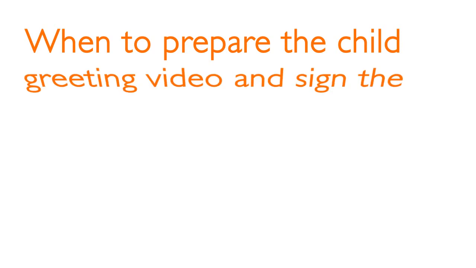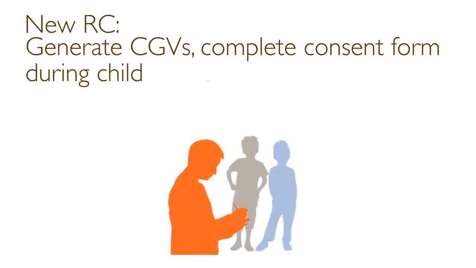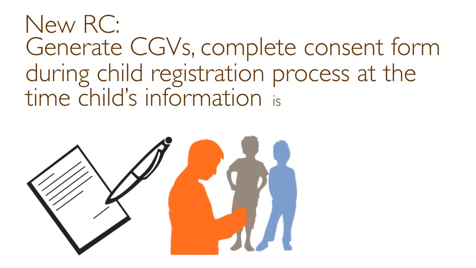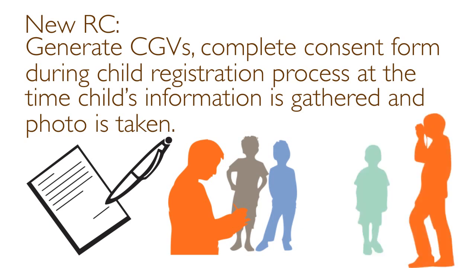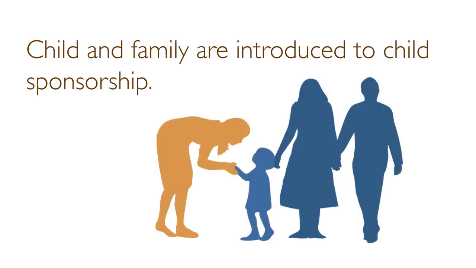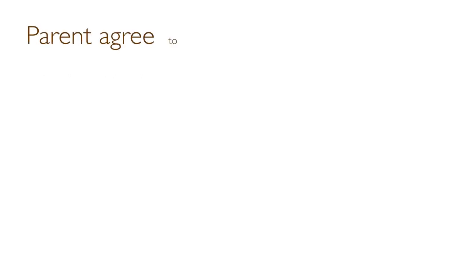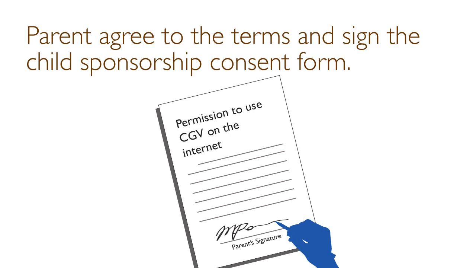When should the child greeting video be prepared and when should the parental consent form be signed? For new RC the standard is to generate CGVs and complete the consent form during the child registration process at the time the child's information is gathered and the photo is taken. As part of the child registration process, the child and family are introduced to child sponsorship and a parent or legal guardian agree to the terms and sign the child sponsorship consent form.